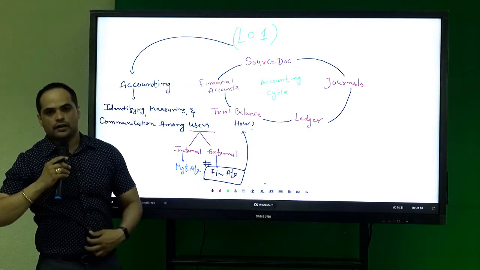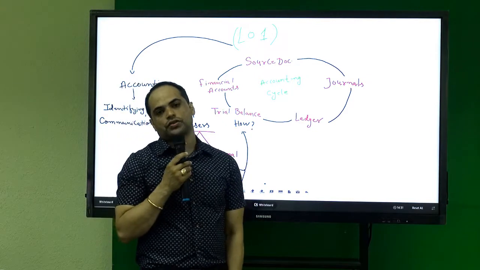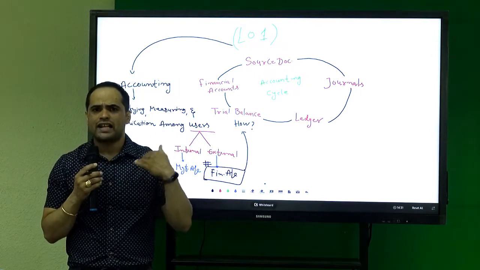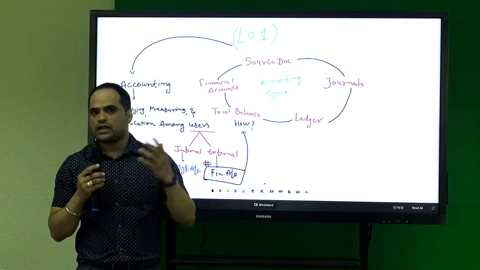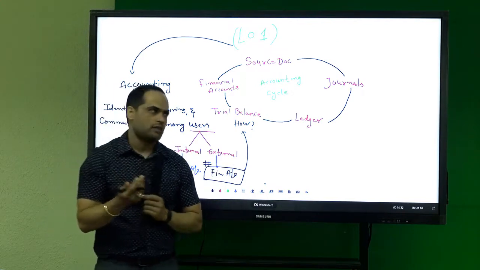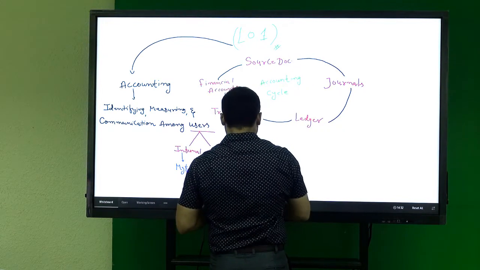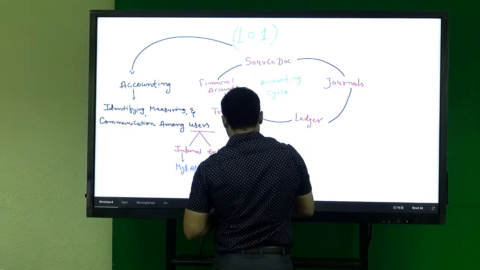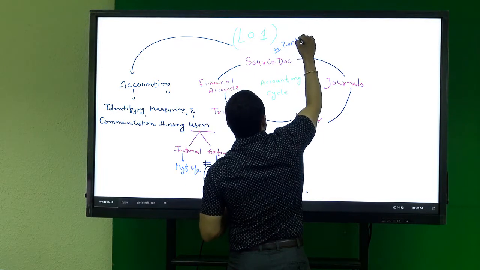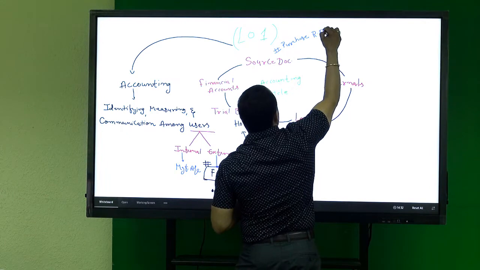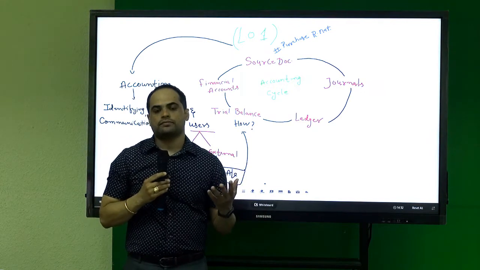So let's start with the source documents. Now, what is source documents? Source documents means any kinds of initial information, transactions. Whatever occurs, that's called the transactions. For example, the example of source documents could be, let's say, a company purchases raw material. That's called the source documents.